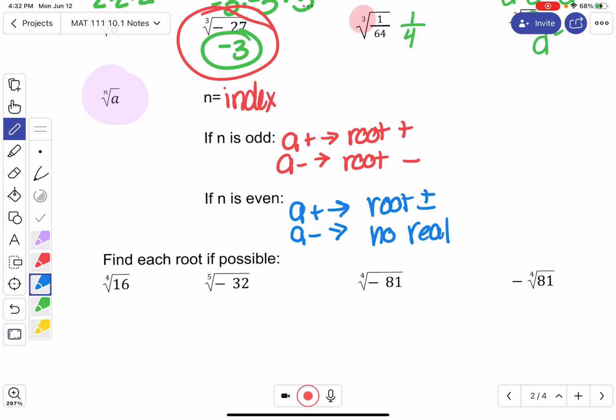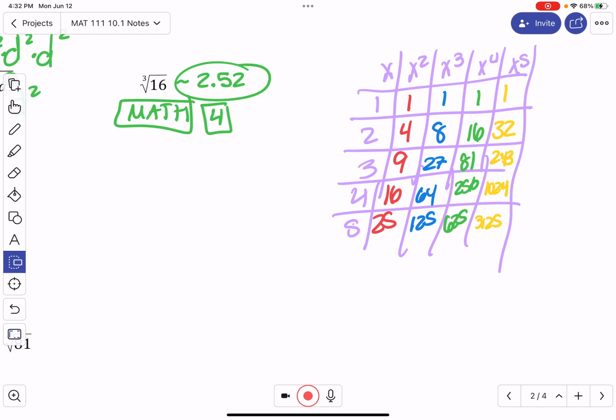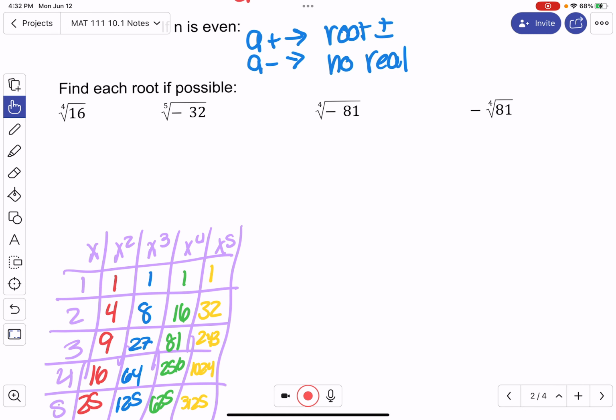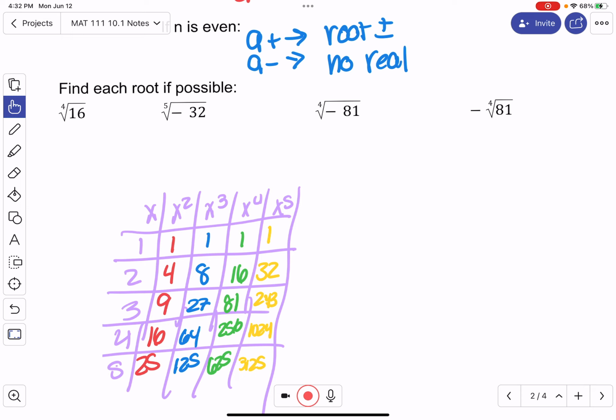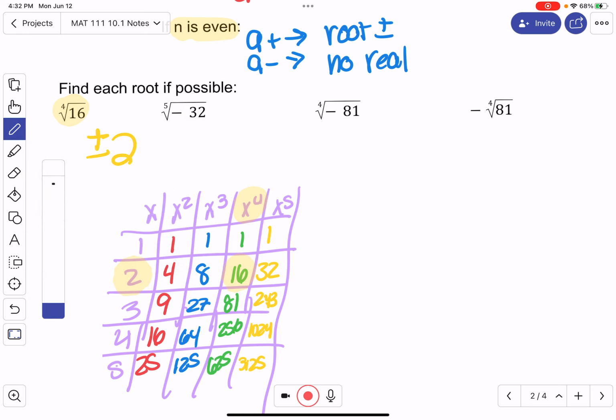So using these here, I'm going to bring this table over, potentially. I'm going to try real hard. All right, we're going to use this table to answer these questions. All right, so the 4th root of 16. So I find 4 up here, go down to 16. It gives us 2. That's even, so our answer is going to be plus or minus 2.